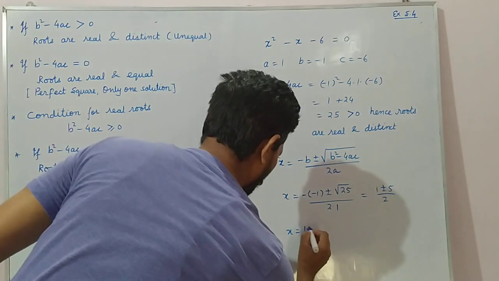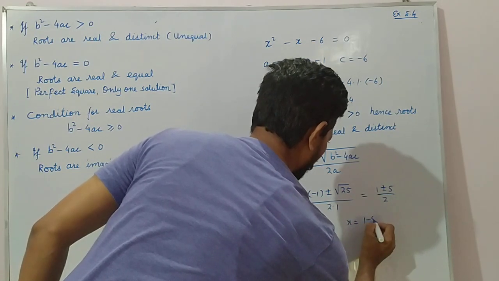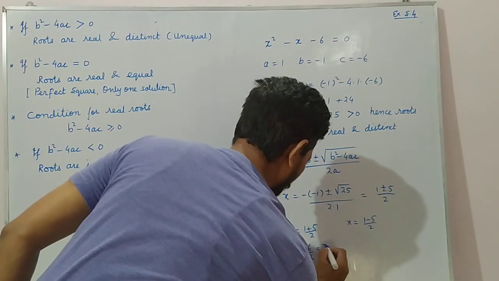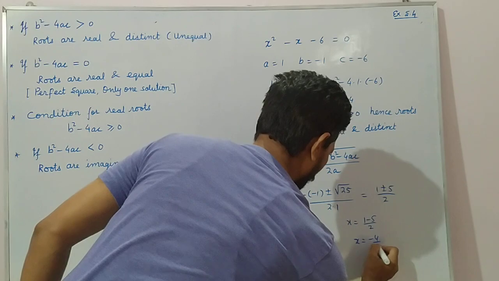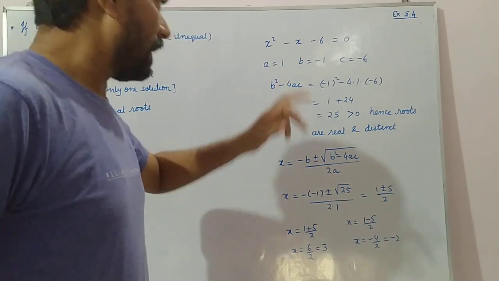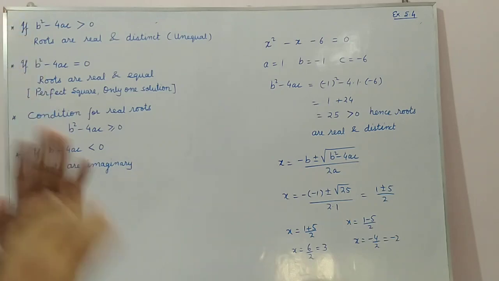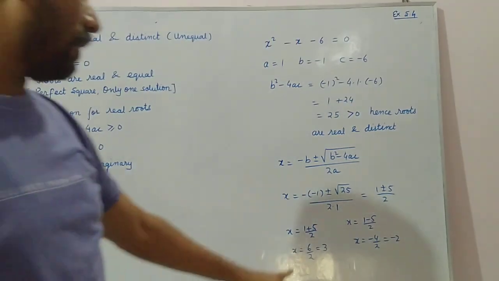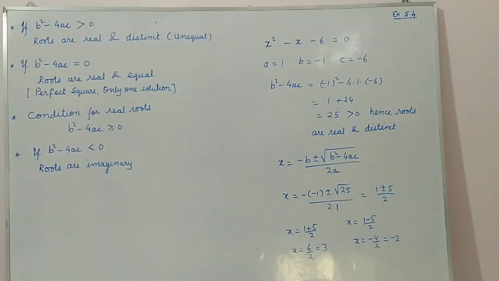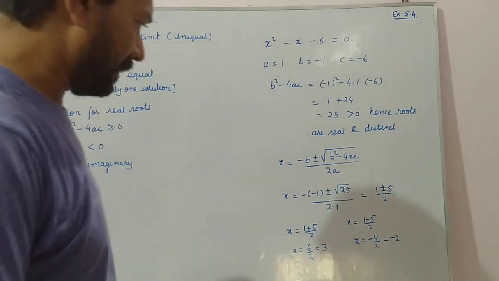So x equal to 1 plus 5 by 2, x equal to 1 minus 5 by 2. x equal to 6 by 2, that is 3, x equal to minus 4 by 2 equal to minus 2. So here, when we have found the discriminant, we are getting 25, that is greater than 0, which indicates that the roots are real and distinct. When we are determining the roots by using the formula, we are getting x equal to 3 and x equal to minus 2. So two different roots. Okay. This is one example for real and distinct roots. Next example.